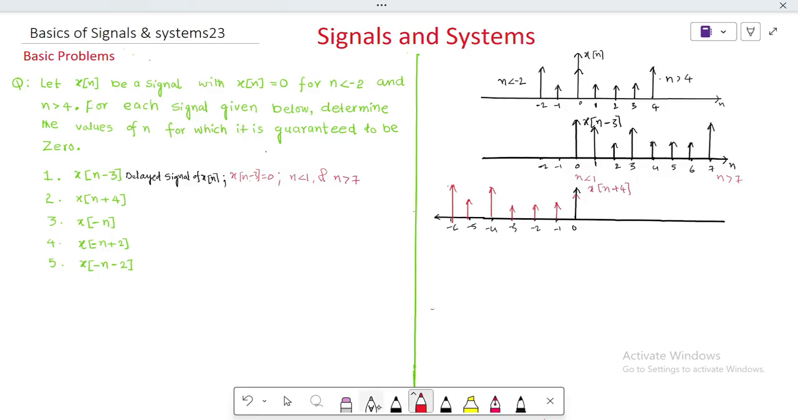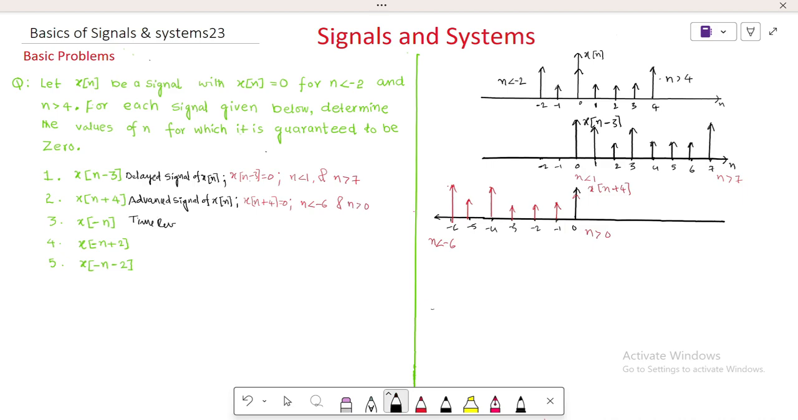Then we can write, after n less than minus 6 there is no signal, and for n greater than 0 there is no signal. So this is an advanced signal of x of n, that is x of n plus 4. This is 0 for n less than minus 6 and n greater than 0.